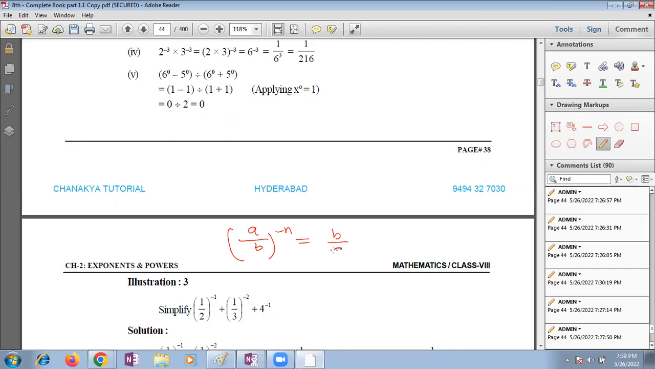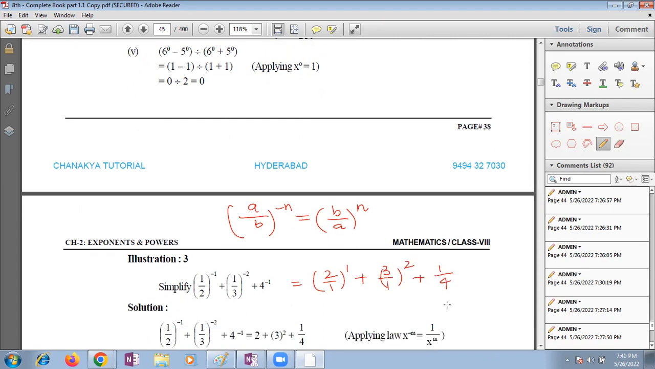Equal to (b/a) to the power positive n. So now I can write my question as (2/1) to the power 1 and (3/1) squared, and this is 1 by 4. 1 by 4 to the power 1 is 1 by 4. Now this can be written as 2, and this can be written as 3 squared. 2 plus 9 plus 1 by 4. 2 plus 9 is 11. 11 plus 1 by 2 is nothing but 11 1 by 2.